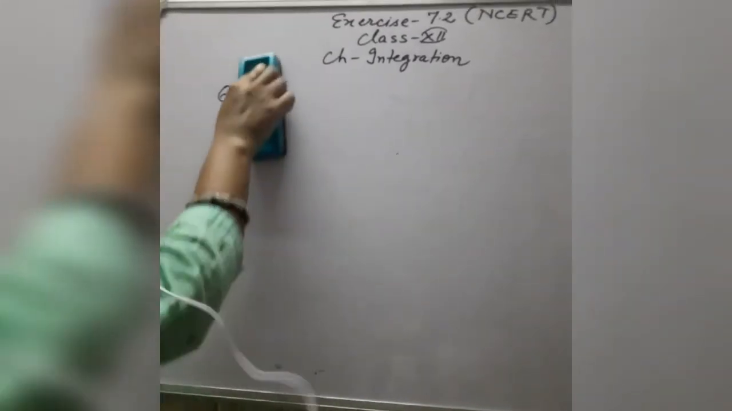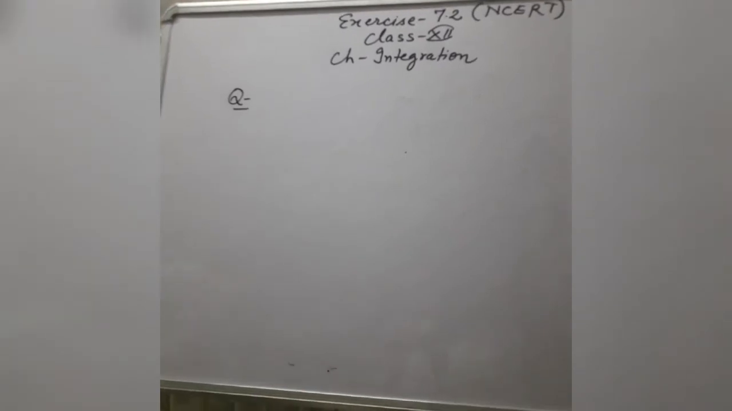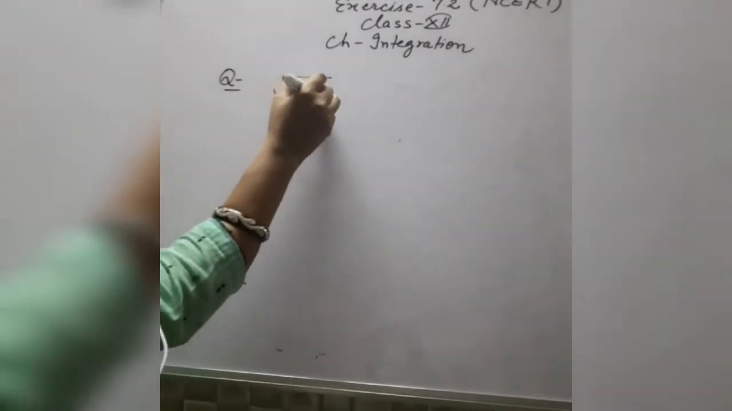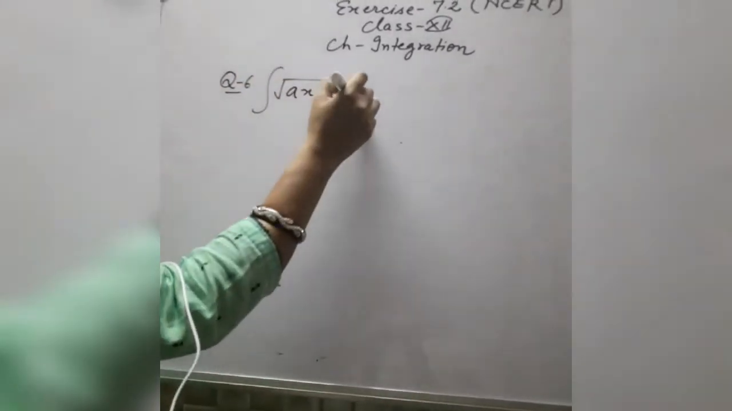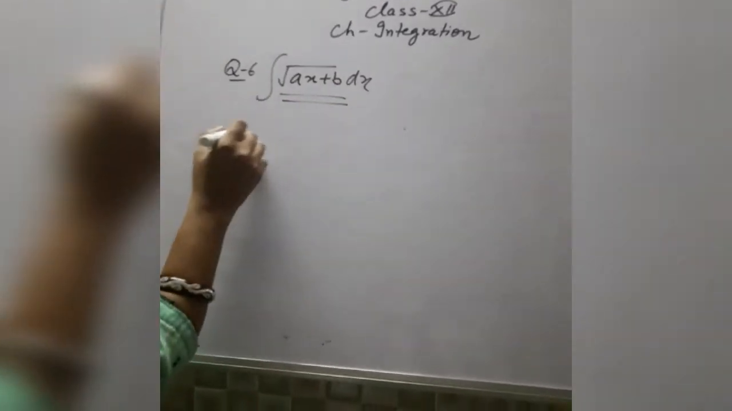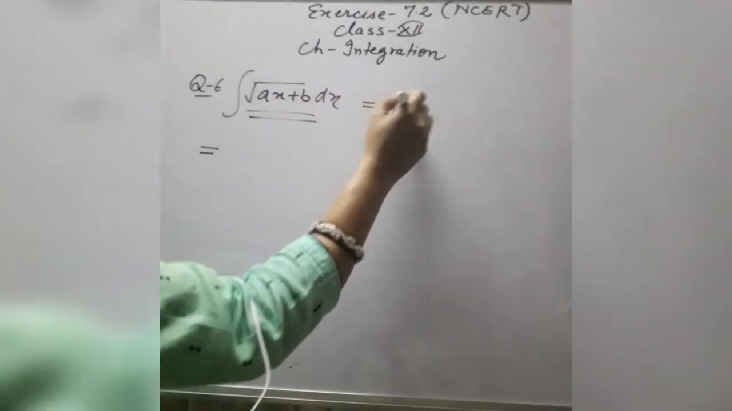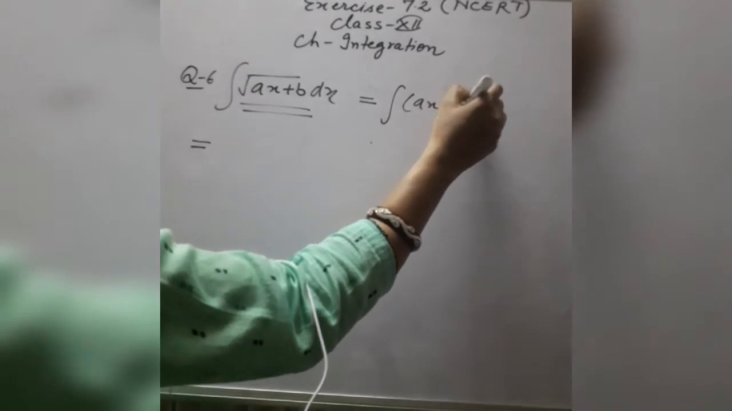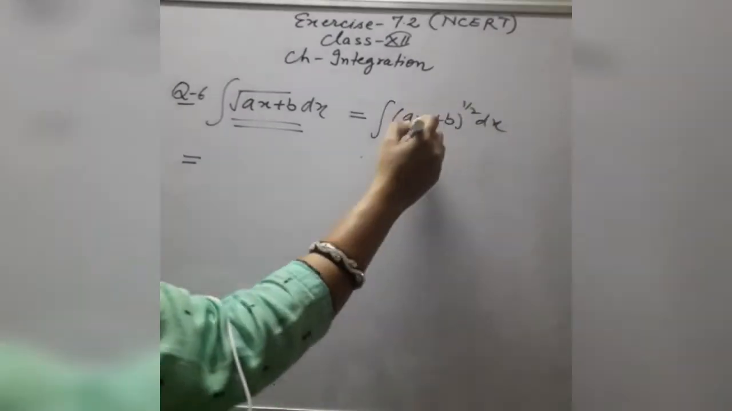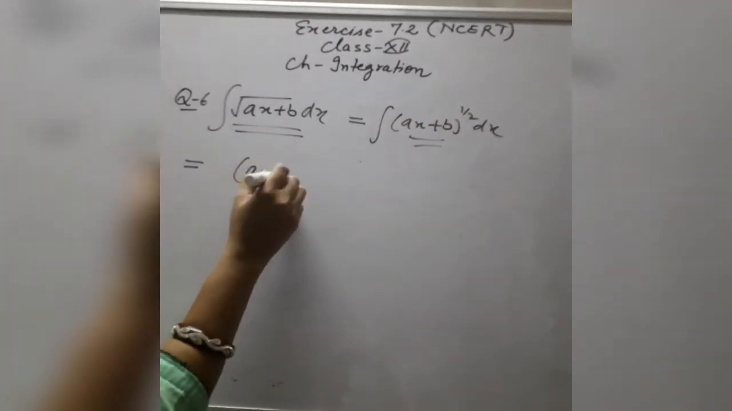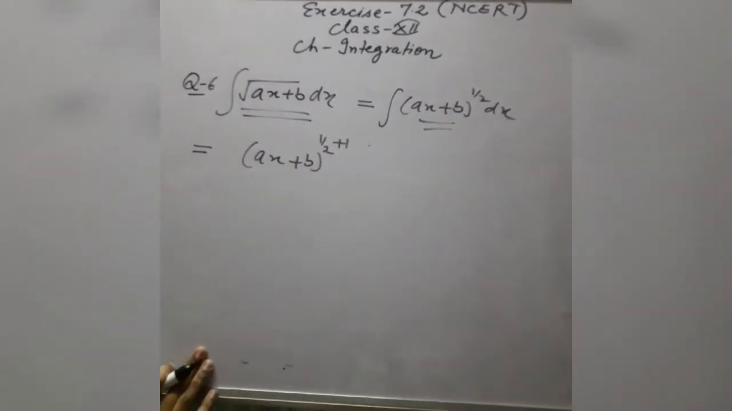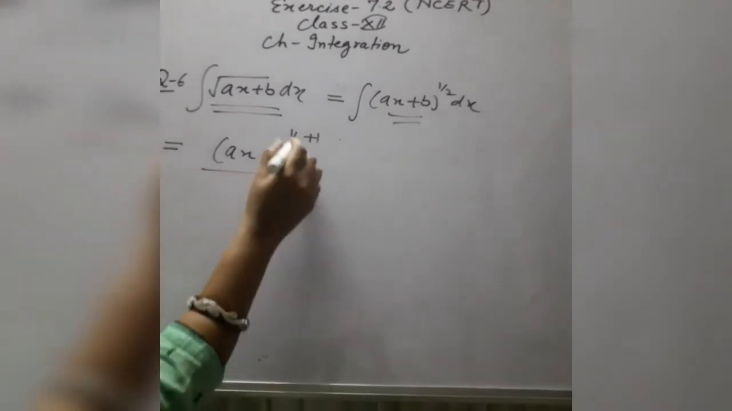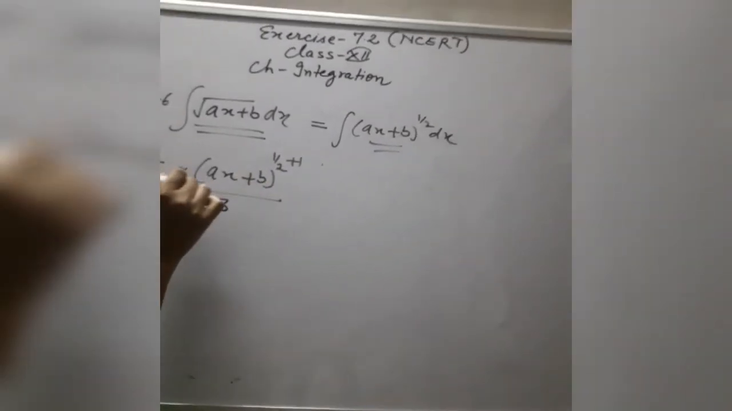In question number 6, the statement is root (ax + b). In this case, no need to put anything, you can directly simplify it. It's very simple. Root (ax + b) can be written as (ax + b) whole raised to power half, and when you simplify it, increase its power by 1, it becomes 3 by 2, divided by its total power.